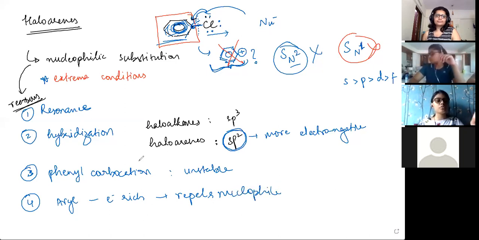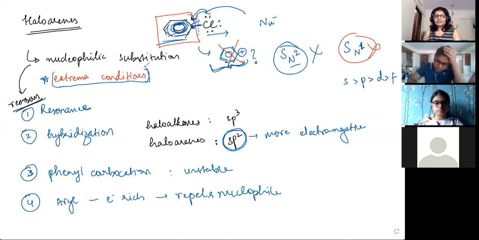So the fourth reason rules out the SN2 mechanism. Hence haloarenes do not easily undergo nucleophilic substitution. It is very difficult to happen, and only in extreme conditions does it happen.